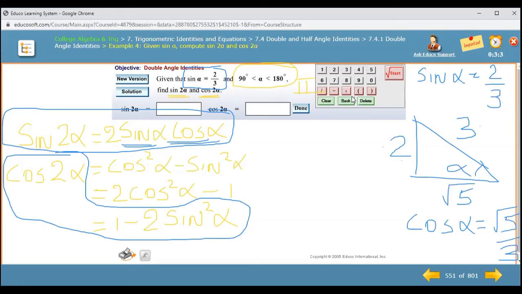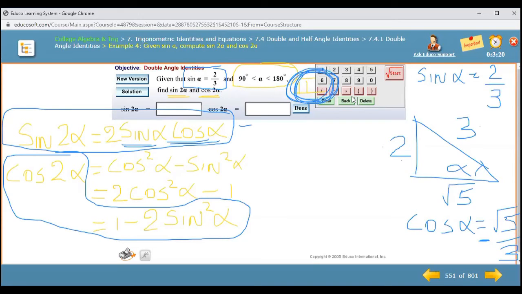Now again, alpha is in which quadrant? Alpha is in the second quadrant, and in the second quadrant, cosine is negative. So I can write the answer over here.